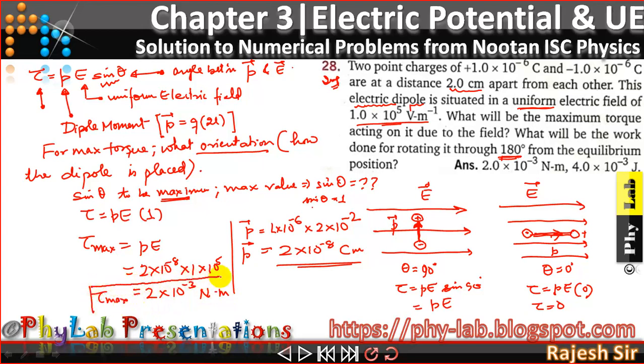And in what orientation, in which position, will the torque be maximum? The torque will be maximum whenever theta is 90 degrees, or you can say the dipole moment is perpendicular to the electric field vector.